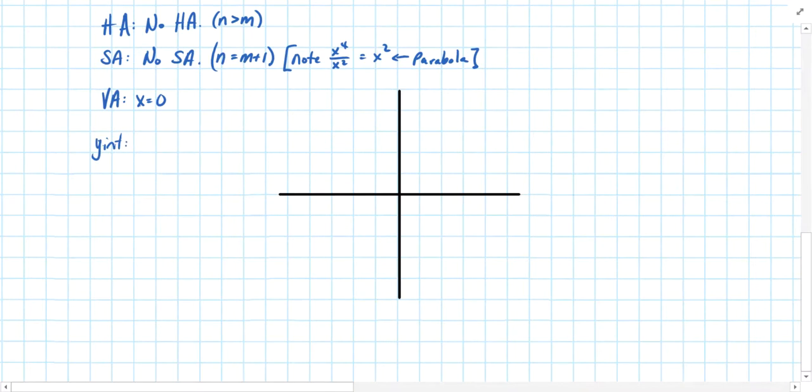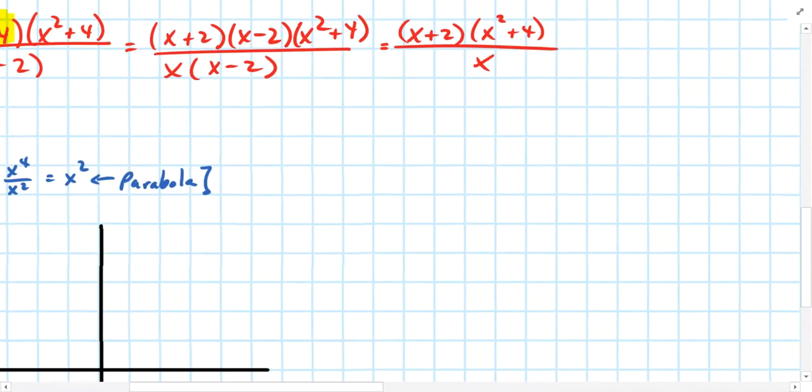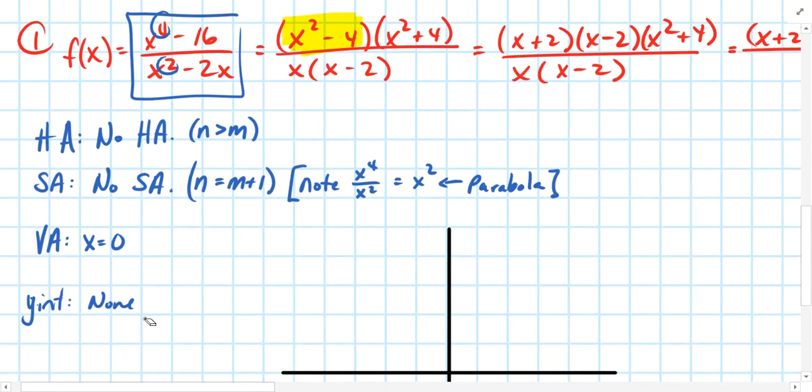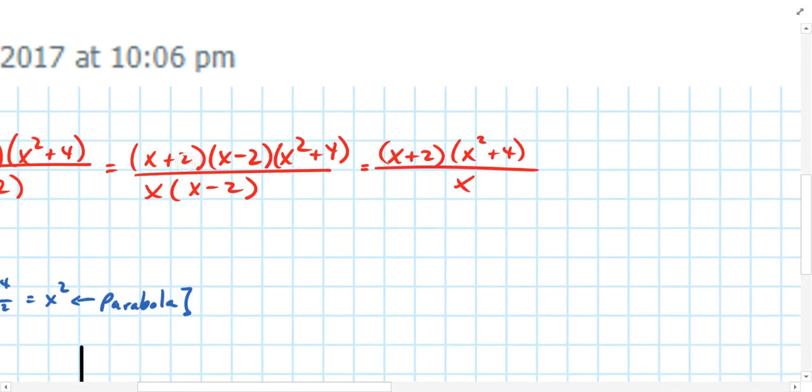The y-intercepts we know occur when x is equal to 0, but when x is equal to 0, if I were to substitute that here in the factored form, or even back here in the original form, which would probably be more appropriate, when f is evaluated at 0, we end up with an undefined result. So when f is evaluated at 0, we get an undefined result, so therefore there are no y-intercepts. As far as x-intercepts go, that occurs when y is equal to 0, when our function is equal to 0. And for this one, I do like looking at the factored form.